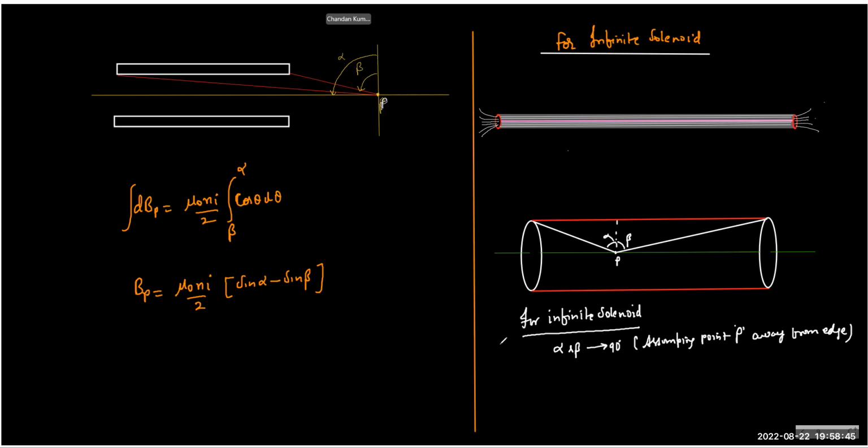So assuming point P away from the edge, alpha and beta tending to 90 degrees, and therefore the BP turns out to be how much? Now I will not say BP, I will say only B, because it is going to be the same for the entire volume. So the B will be equal to how much? Mu naught ni by 2 into sine 90 plus sine 90, which is simply mu naught ni.